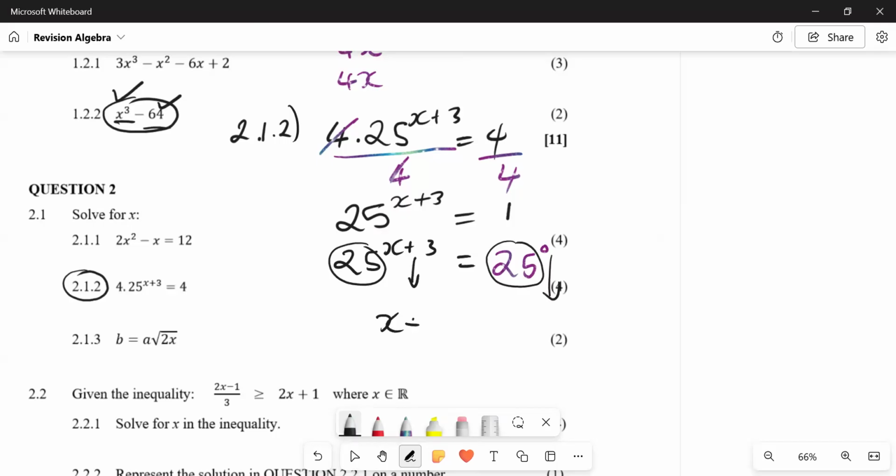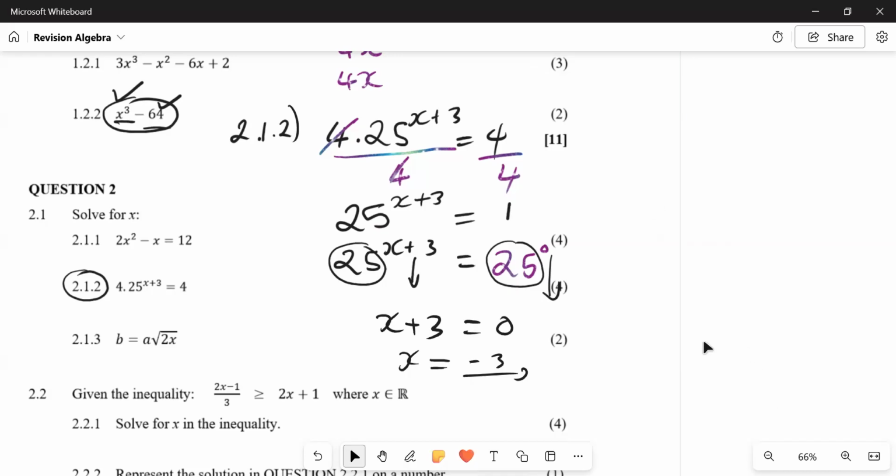So you have your x plus 3 equals 0, and then you transpose your 3. Now it becomes negative 3. And then we got the value of x. Now we've managed to solve for x. And then let's move to 2.1.3.